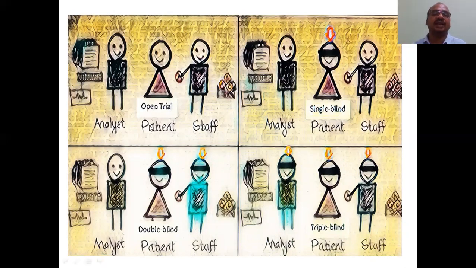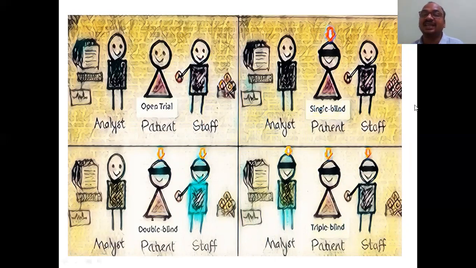In open trial, nobody is blind. All are opening their eyes. Why is it called open? Means all the three persons know what medicine they are taking. They know the name of the medicine. Clearly they know, all the three persons.